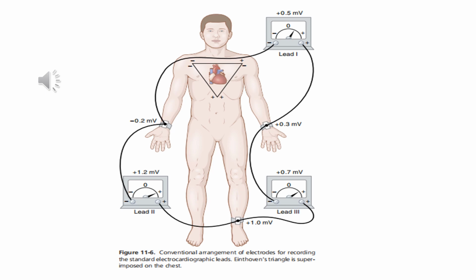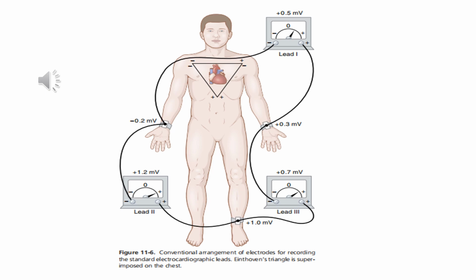Lead 2. To record limb lead 2, the negative terminal of the electrocardiograph is connected to the right arm and the positive terminal is connected to the left leg. Therefore, when the right arm is negative with respect to the left leg, the electrocardiograph records positively.